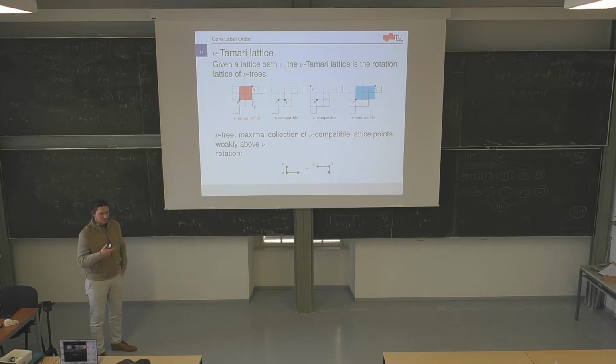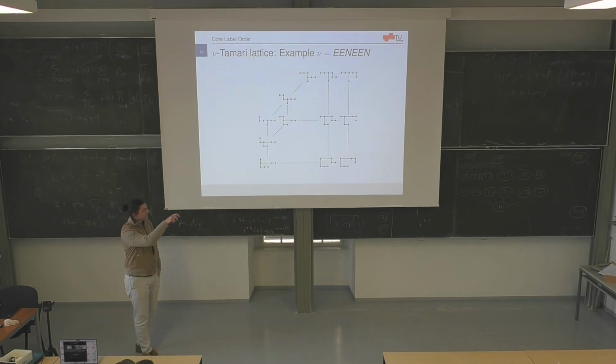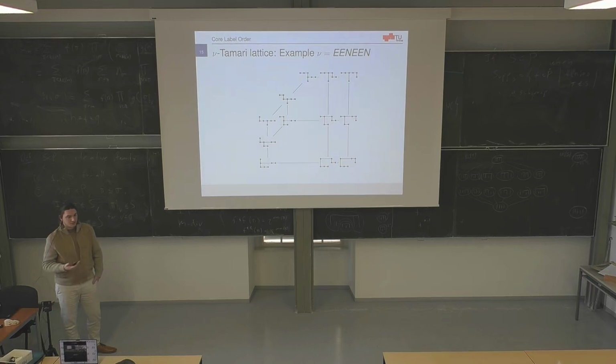Maybe to get some idea of how these lattices look, this is an example of a ν-Tamari lattice. I'm having here again my bottom element, and here is the top element. Just a short remark on rotations: the easiest way is to rotate over one box, which will be this line, but I can also do rotations over more boxes. And these lattices are semi-distributive, and I can consider the core label order of them.